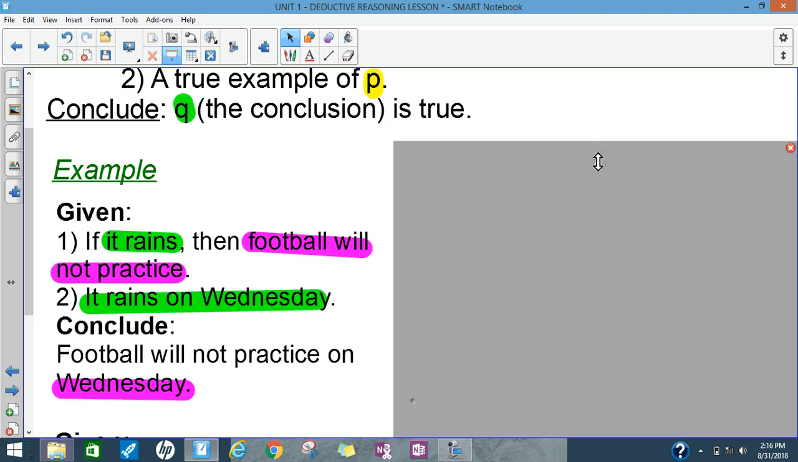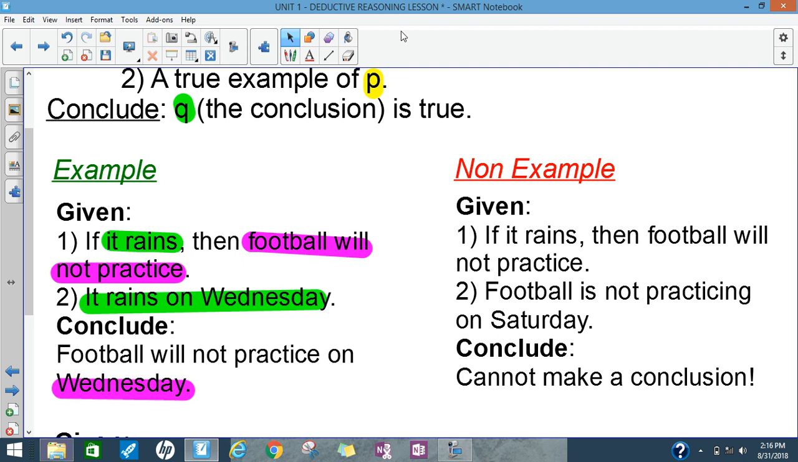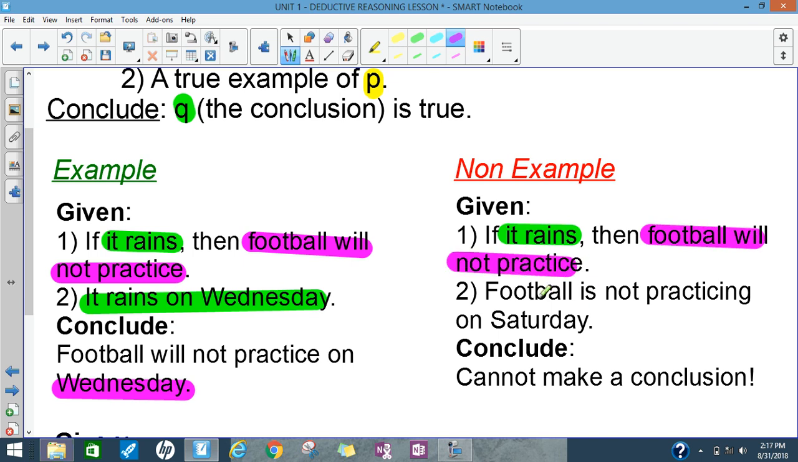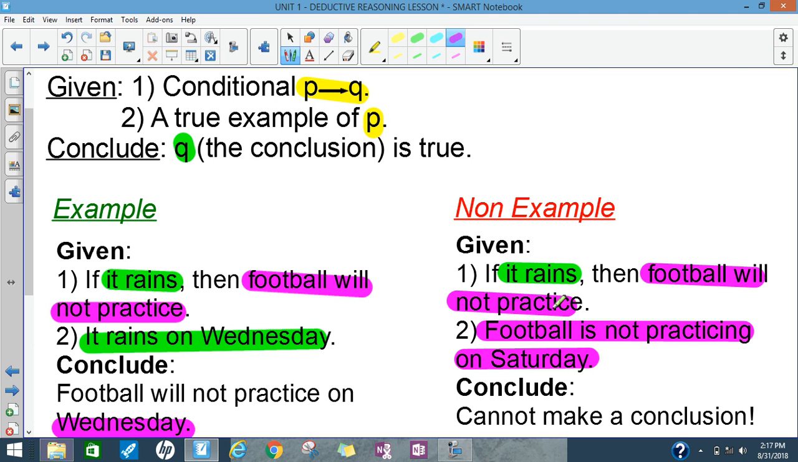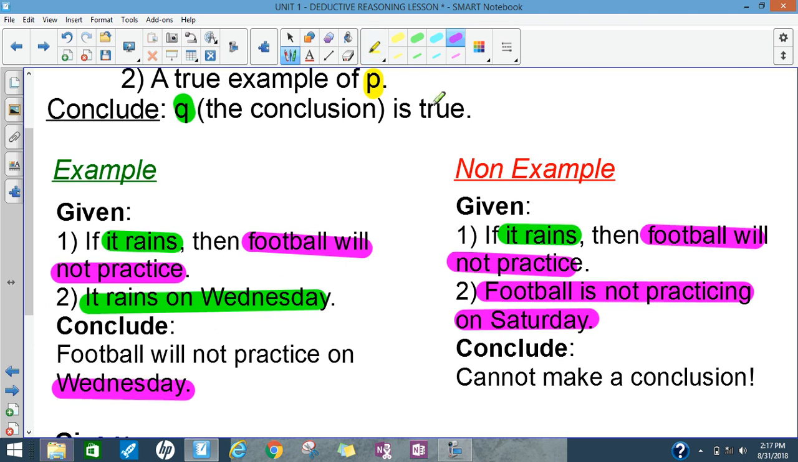I also want to show you what it looks like when this doesn't work, because sometimes you can't make a conclusion. Here I have it rains and football will not practice, same as before. This example is football is not practicing on Saturday. That's related to Q, the pink one. That's not having to do with the law of detachment. The law of detachment says if P then Q, and we have an example of P, then we can make a conclusion. In this case, we cannot make a conclusion.